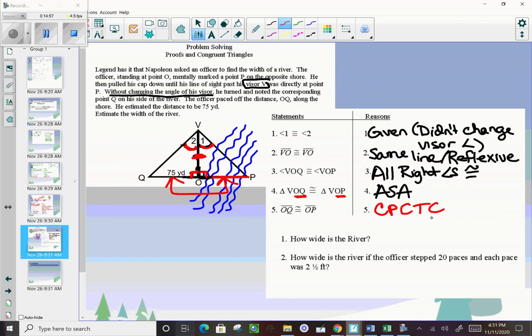So that tells me that the river is how wide? 75 yards, because that's how long OQ is. And how wide is the river if the officer stepped 20 paces and each pace was 2.5 feet? So ignoring the 75, just knowing that this distance that he walked was 20 paces, and each one was 2.5 feet wide. Give me an answer. You've got to take the 20 paces times 2.5 feet for each one, and you get 50 feet.